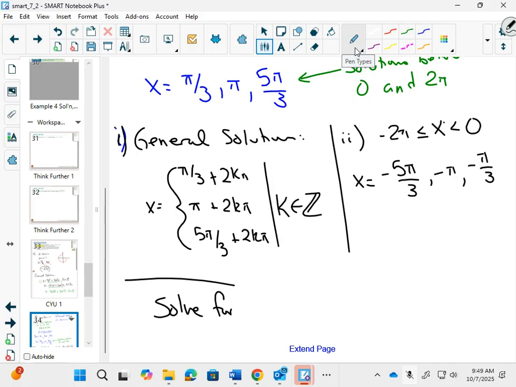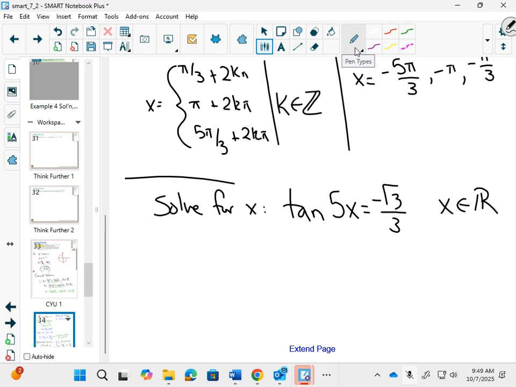Solve for x: tan of 5x equals negative root 3 over 3. General solution. Do you see this is a multi-revolution question because I have the 5x? And you see it's also a general solution question. I'm going to solve this one a little bit differently.